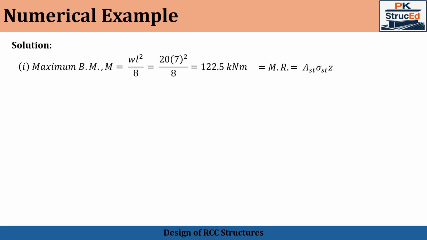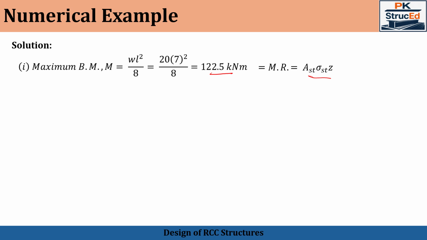Now let us start with the first case, in which the maximum bending moment will be equated with the moment of resistance, considering it is an under reinforced section. That's why Ast into sigma st has been taken. The maximum bending moment, considering a simply supported case, is given by wL square by 8, in which the overall load, including self weight, is 20 kilonewton per meter, and the effective span is 7 meter. The maximum bending moment is calculated as 122.5 kilonewton meter.